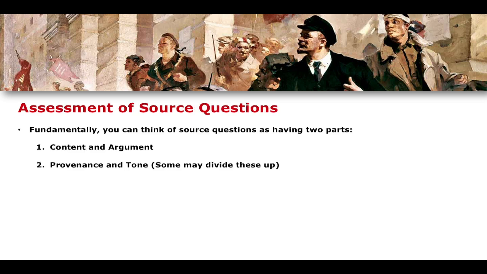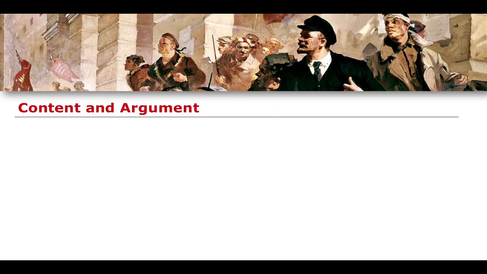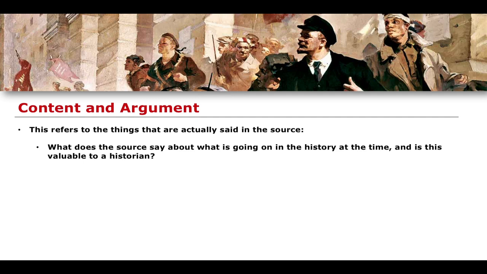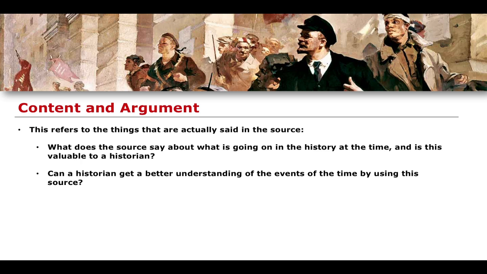Fundamentally, what we're talking about, therefore, is firstly the content and the argument. Okay, this refers to the things that are actually said in the source. What does the source say about what is going on at the time? Is this valuable to a historian? Can a historian essentially get a better understanding of the events, the causes of an event, the reasons for something happening by using this source?